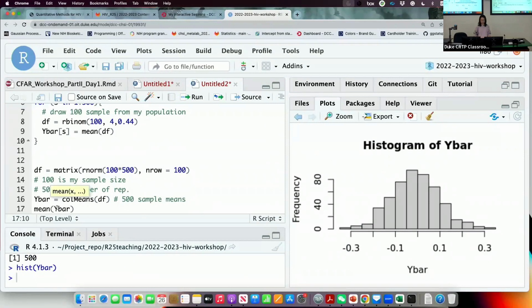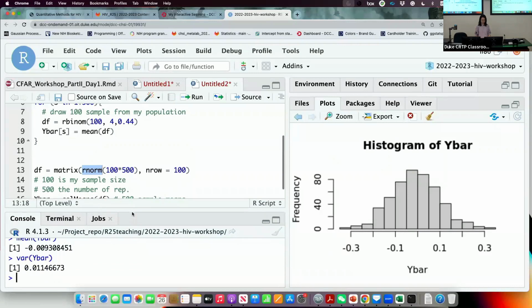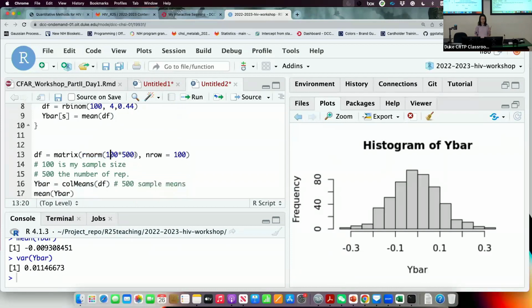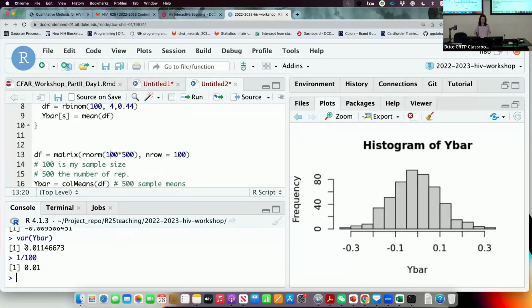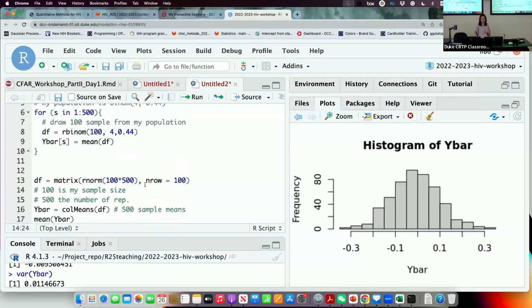Is this close to zero? It's very close to zero, because my population is generated from the standard normal distribution, so the mean is zero, and the mean of my sample means is very close to zero. Then you can also look at the variance of my y bar. If you look at the population, my variance is 1, so I use the population variance divided by the sample size. You see, they are very close as well. The variance of my sample mean equals my population variance divided by the sample size. So this is a way to help you verify the central limit theorem.